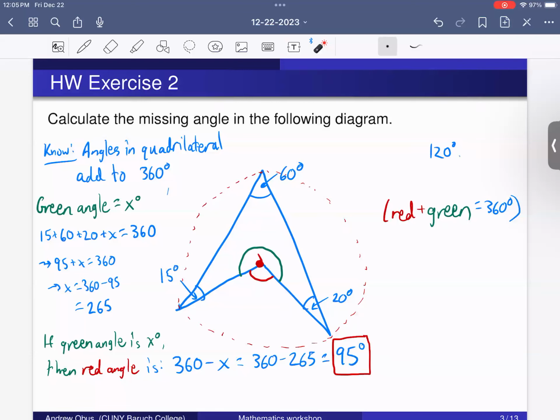So since I can either add the red angle or I can add all three blue angles, either one gives me the same sum. That tells me that the red angle has to be the same as adding all three blue angles, no matter what, because both of them you can add to the green angle to get 360.